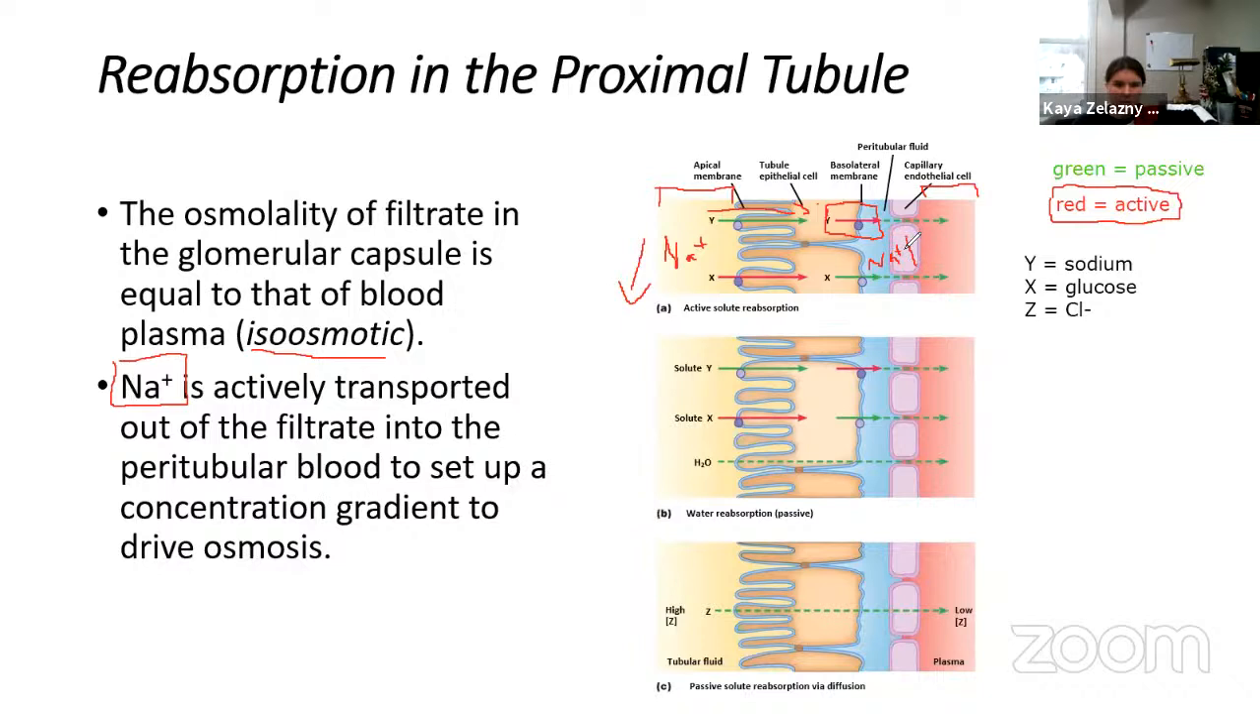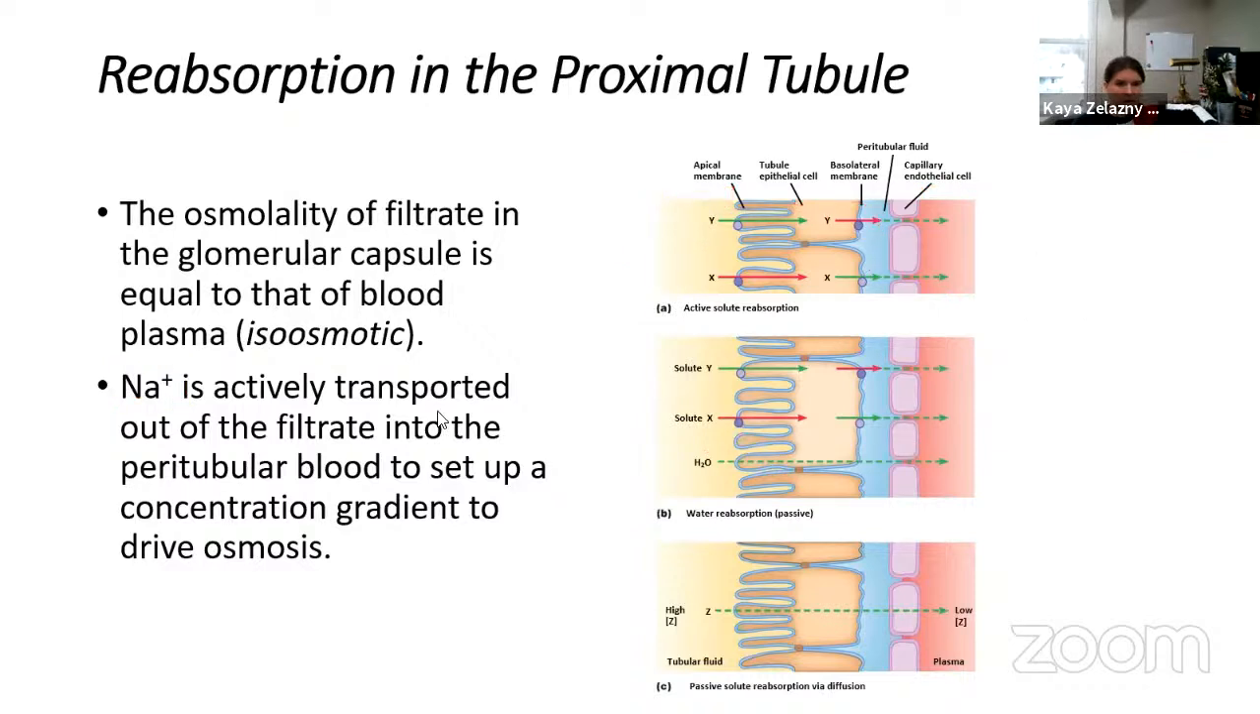And the reason we want to do this is that we want to be able to draw water by osmosis out of the filtrate. So once we set up this sodium gradient, water is going to want to move in order to water down that sodium. So here we see the movement of water. We can see it's passive, its arrow's green, following that sodium across, and actually passively follows that sodium all the way into the plasma. So that is the start of the reabsorption in the proximal tubule. That's part of why we have so much water being reabsorbed, because we're using this sodium.